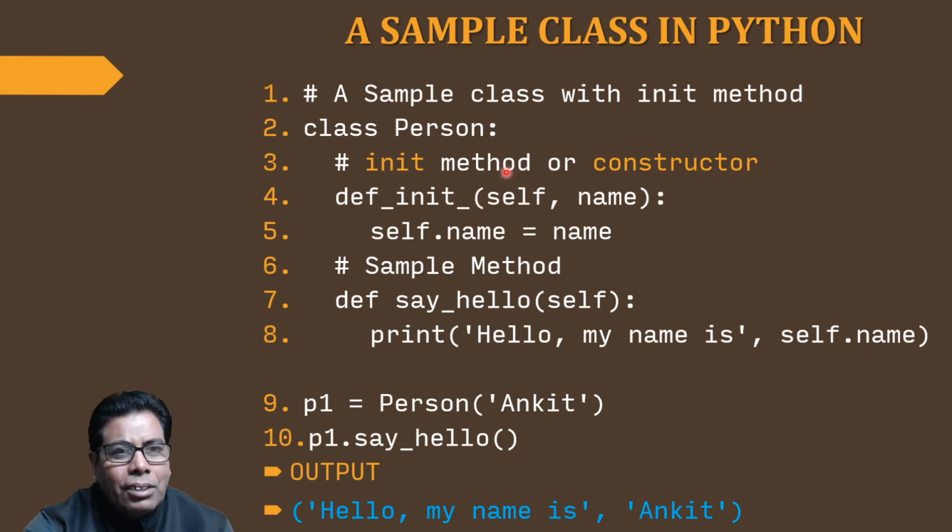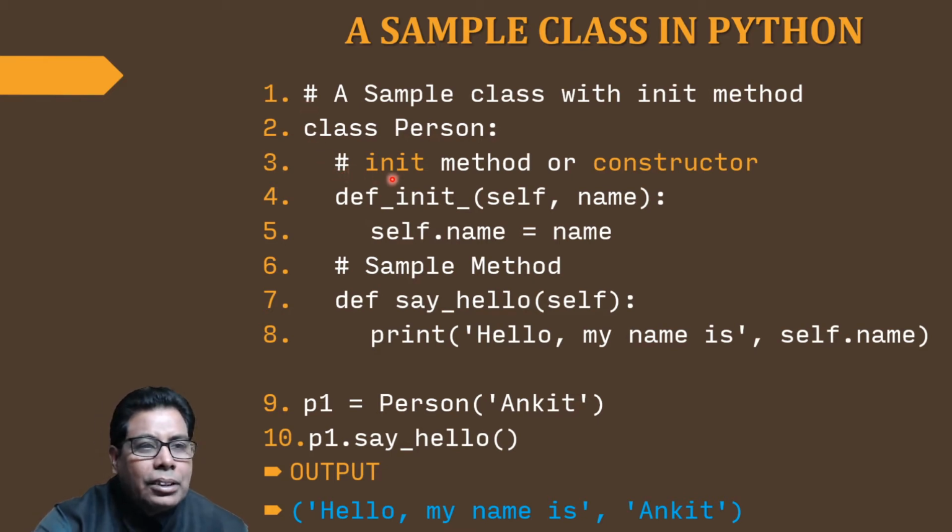So let us see how we can define the class. Say here we are defining a class person. So class person and then colon, so that will define the class. Person is the name of the class or class identifier. Then after that, now this is for the comments. So here we are defining the init method or constructor. So def underscore init underscore self and name. We are passing two arguments here, self and name.